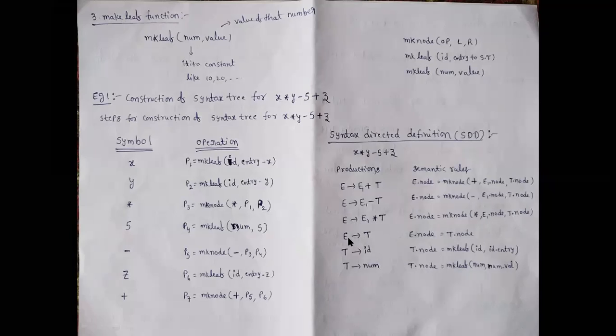So here E produces T. So E.node is equal to T.node. And for T produces identifier, we use the make leaf function with the identifier. So T.node is equal to mkleaf(id, id.entry). So this is the entry to the symbol table. And T produces num. So T.node is equal to mkleaf(num, num.value).